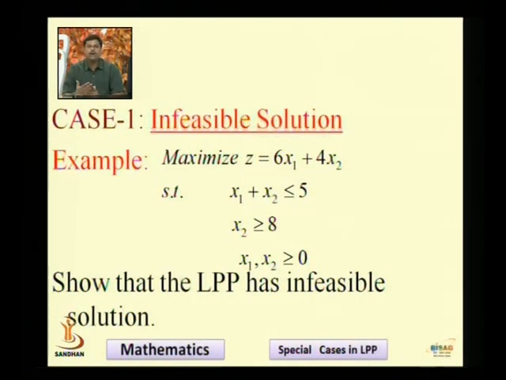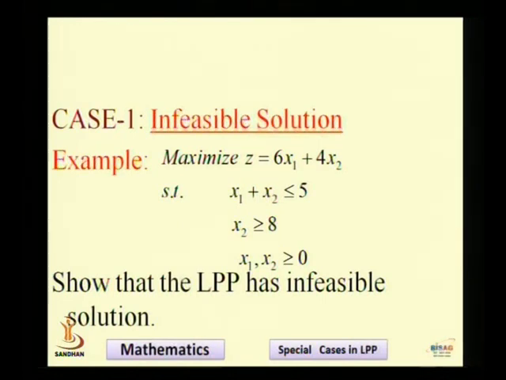But how to understand all these things during our simplex procedure? So that we are going to understand now. So our problem is maximize z is equal to 6x1 plus 4x2 subject to x1 plus x2 less than or equal to 5, x2 greater than or equal to 8, and x1, x2 greater than or equal to 0. Show that the LPP has infeasible solution.